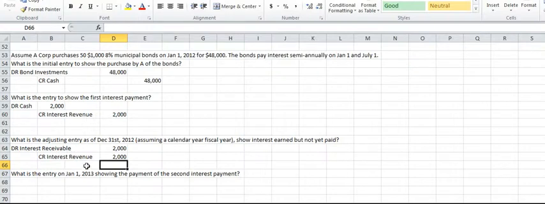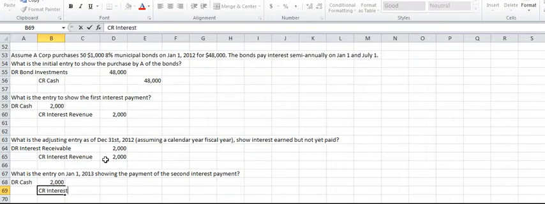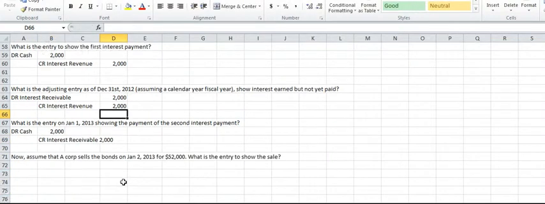Okay, so as of December 31st, 2012, the only thing different between these two is we didn't actually get the cash. So instead of getting the cash, we are recording a receivable showing that we are going to receive it, and in fact we're going to receive it the next day. So the next day rolls around, and all we're doing is reversing out this receivable and showing it as cash. Okay, so debit to cash $2,000, credit to interest receivable, $2,000. Okay, so now we've reversed that out. We showed that the interest was paid, and we're good to go.